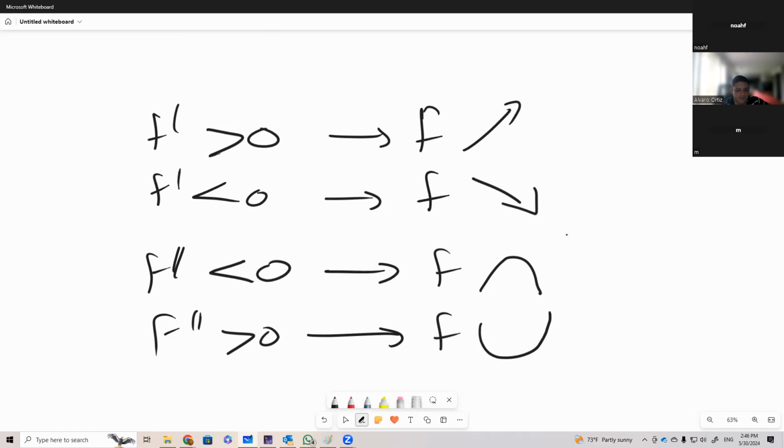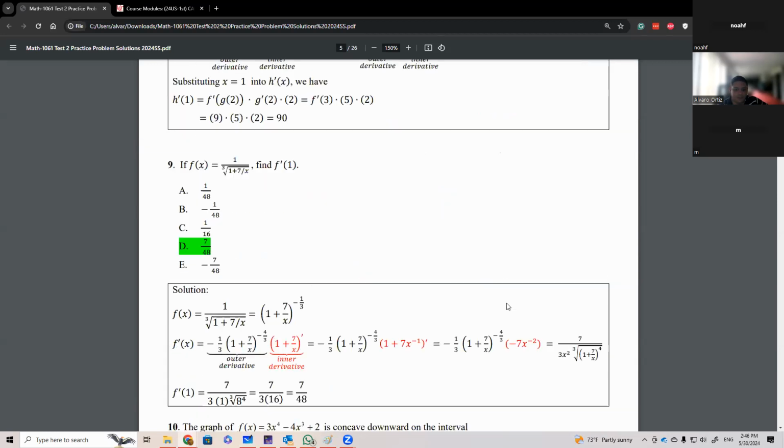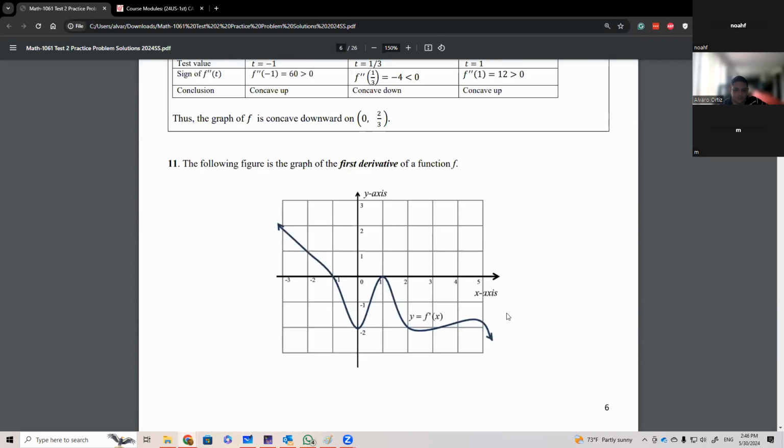So this is the summary, but you can also go the other way around. You can think of this as this. If you have information on f, you can guess the behavior of f prime. If you know that f is increasing, then you should know that the derivative is positive there. That's the backward of it.